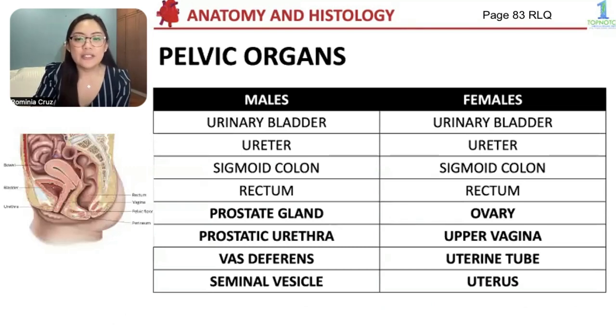And your pelvis houses different organs. For both the males and your females, you would find your bladder, your ureter, the sigmoid colon, and the rectum. Nagbabago lang sila sa reproductive organs na nakikita sa loob ng pelvic cavity. So in the females, you just think of all the derivatives of your Mullerian duct. So that's your ovary, your upper vagina, your uterine tubes, as well as your uterus. And then for the males, you have your prostate, the prostatic part of your urethra, the vas deferens, and your seminal vesicles.